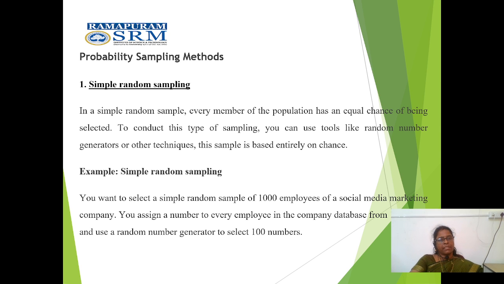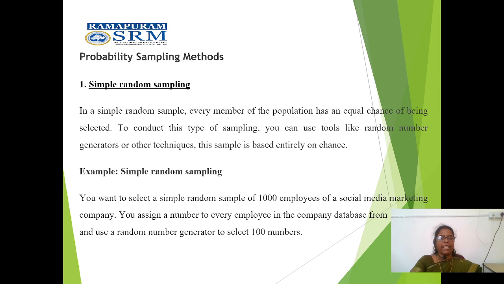Probability sampling methods. First one, simple random sampling. In a simple random sample, every member of the population has an equal chance of being selected. To conduct this type of sampling, you can use tools like random number generators or other techniques. This sample is based entirely on chance.